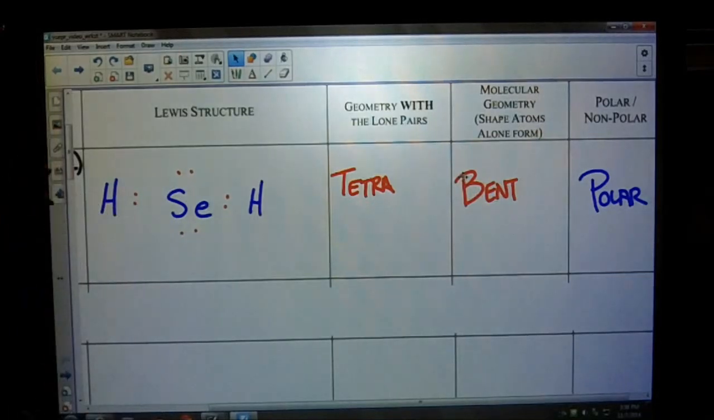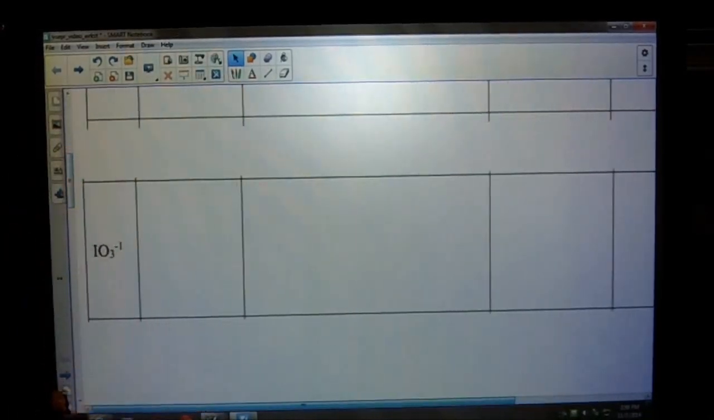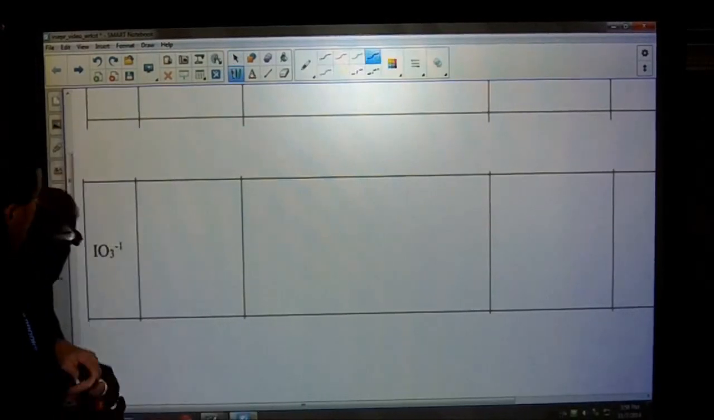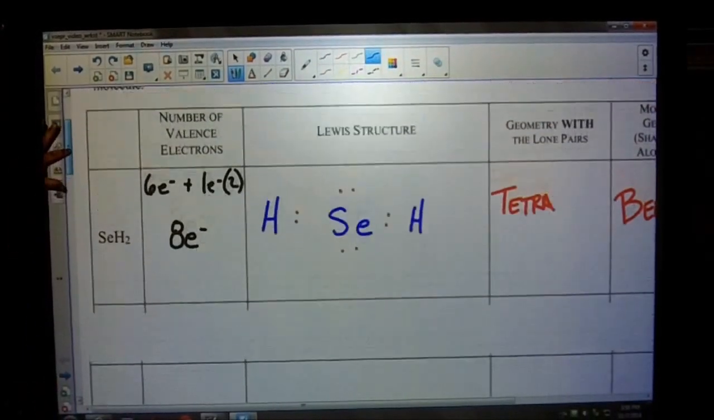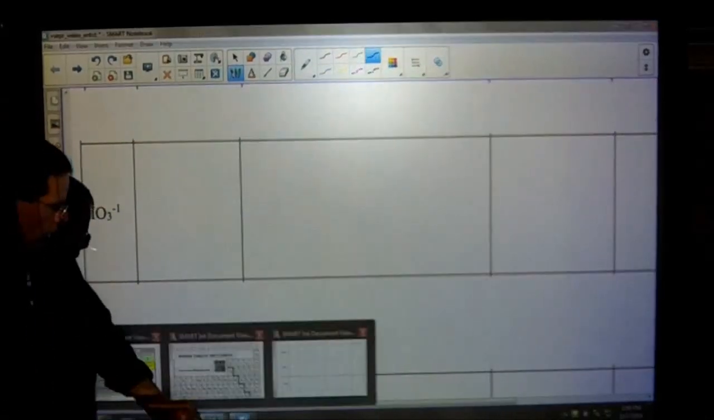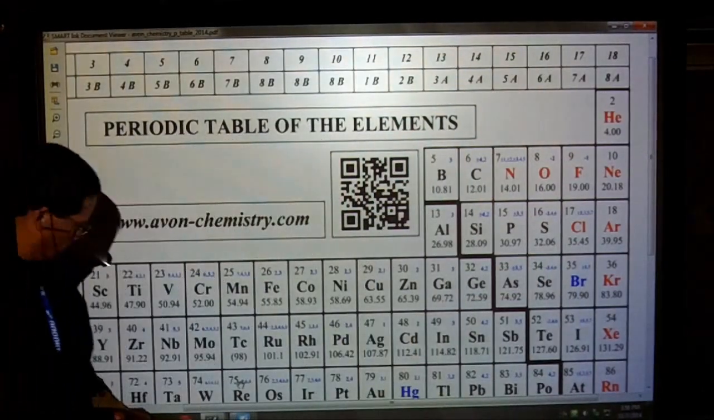All right, so let's take a look at the next example, or next question. Here we have a polyatomic iodate, IO3 with a -1 charge. Okay, so let's do the first thing. Again, get the number of valence electrons. So iodine brings 7 electrons. How do I know? Because it's over here, group 7. So 7 valence electrons.